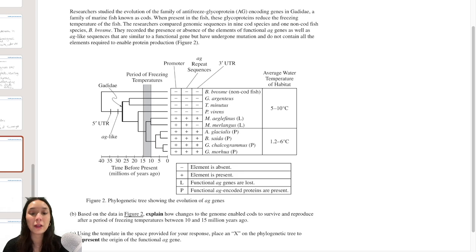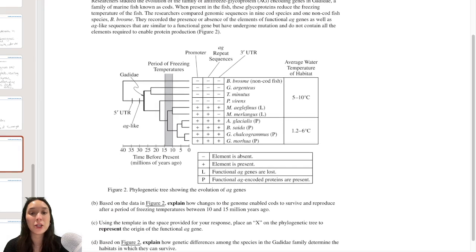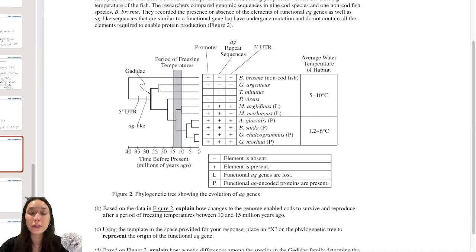Okay, so figure 2, you have a phylogenetic tree showing the evolution of AG genes. Now, this might look a little bit overwhelming to students, so I'll take you through this. Here you have your phylogenetic tree. So it's just showing you the descendants. They give you the nodes where all of these sort of arise. And then they are going to indicate to you, which is going to go into our first question, that there was a period of freezing temperatures between 10 and 15 million years ago that you can consider as kind of like a disturbance. So there's a change in the environment at this point here. And then we saw rapid speciation after that.